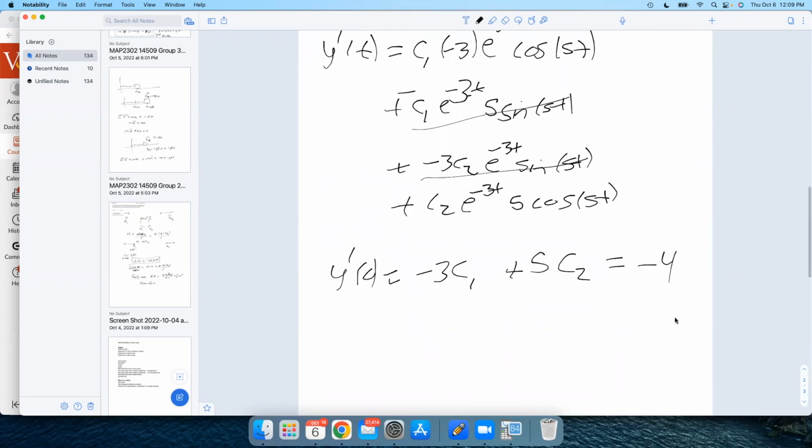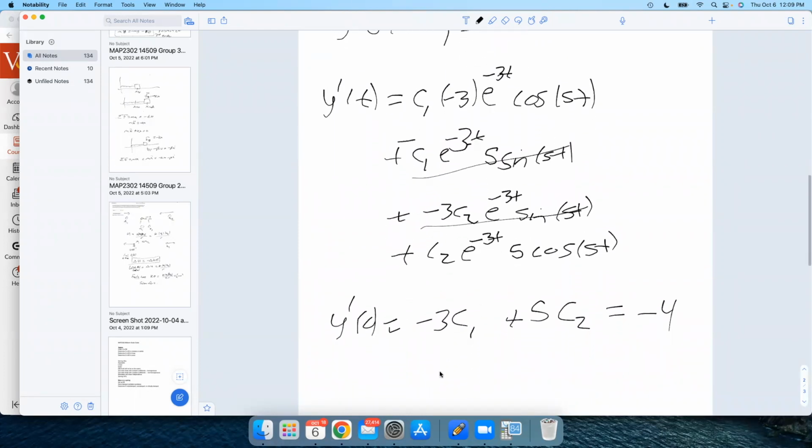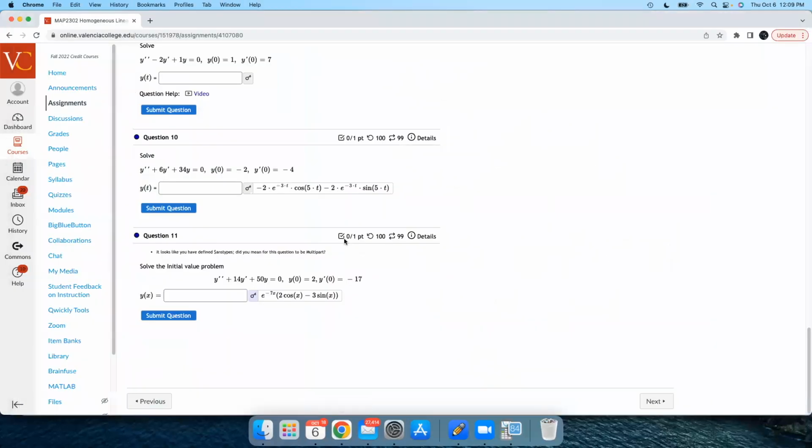Hopefully I haven't made any arithmetic mistakes here. We got c1 equals negative 2, so that'd be 6 plus 5c2 equals negative 4. So 5c2 equals negative 10, and c2 equals negative 2. I got it right. There's the solution.